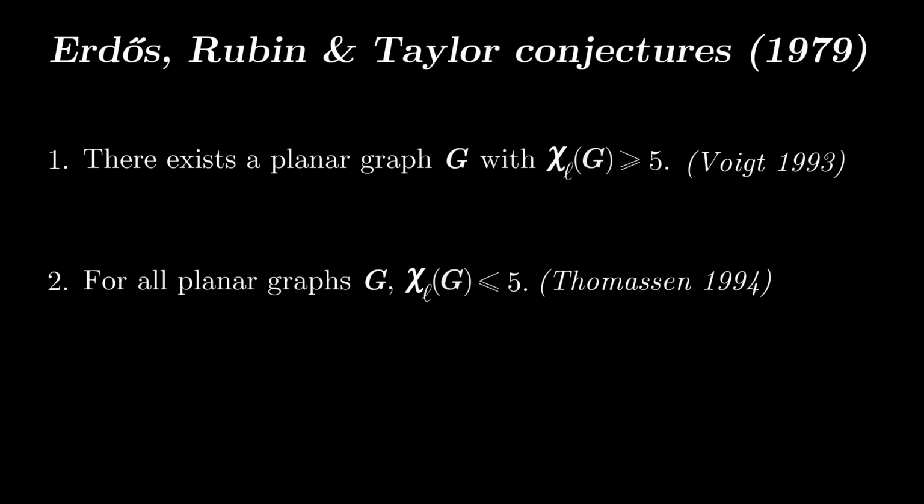Now, in every explanation I've seen of this, they skip directly to the proof of the second conjecture, which is Thomassen's theorem. And well, that's what this video is about also, because the proof of Thomassen's theorem is really the nicest thing about all of this. And it's very short and very pretty.